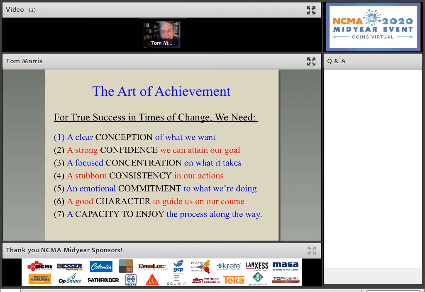Number 7, we need a capacity to enjoy the process along the way. You might say, "Oh, what? It's a minefield. It's a roller coaster. It's like we're supposed to enjoy this?" Find things you can enjoy in even the most difficult times, and you mitigate those difficulties, and you position yourself to move forward in very positive ways.